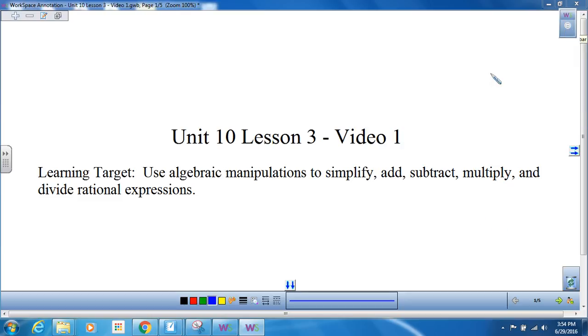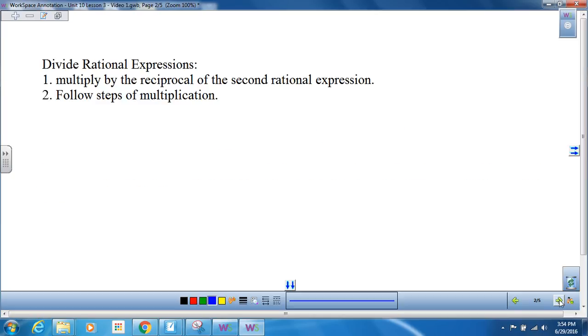We're going to continue working with rational expressions. We've done simplifying and multiplying, and now we're going to divide. Dividing a rational expression is almost the same thing as multiplying, but the first thing we have to do is multiply by the reciprocal of the second rational expression. So you change it to a multiplication problem, and then you follow the steps of multiplication.